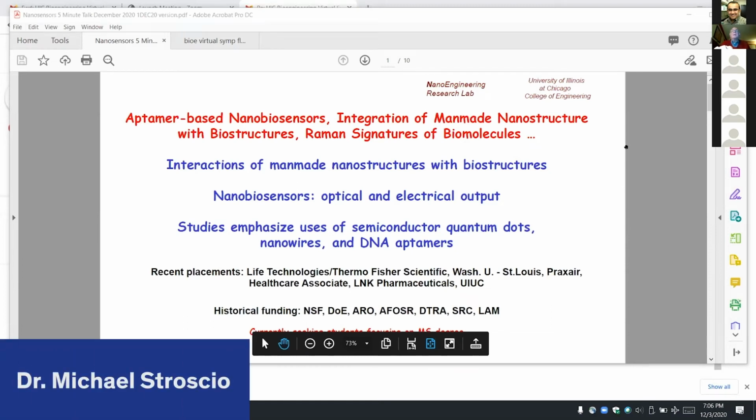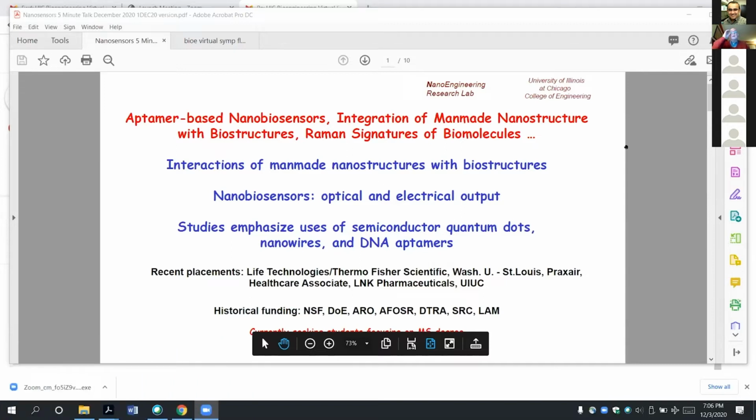So I want to tell you a little bit about the Nanoengineering Research Laboratory. We have a history of integrating man-made nanostructures with biostructures and using Raman spectroscopy to identify biomolecules, many associated with diseases. These man-made nanostructures include semiconductor quantum dots, nanowires, including graphene structures and carbon nanotubes.